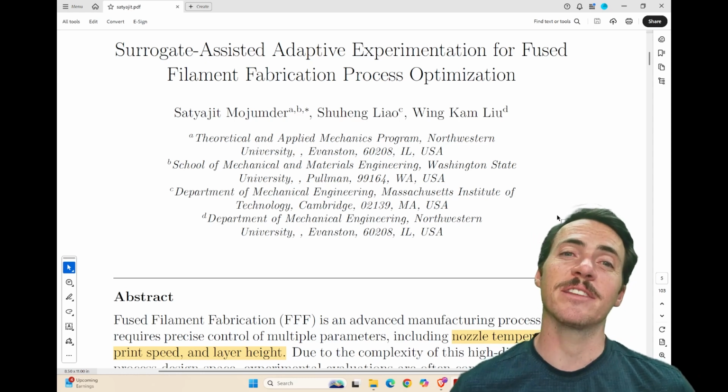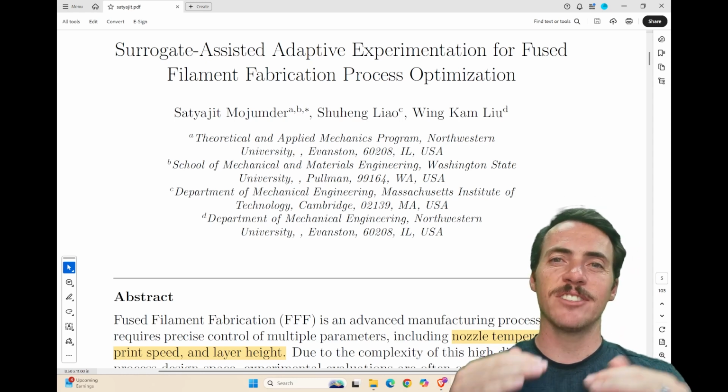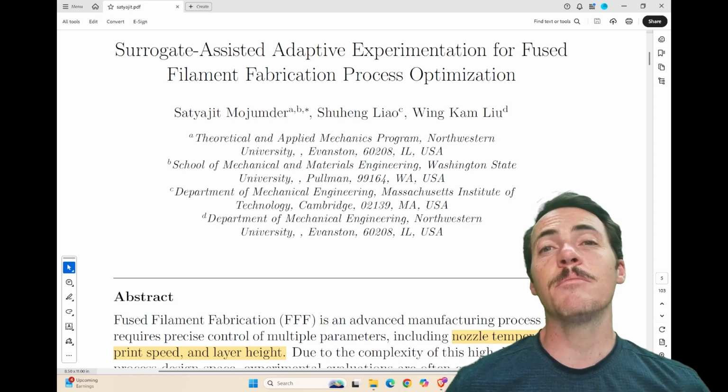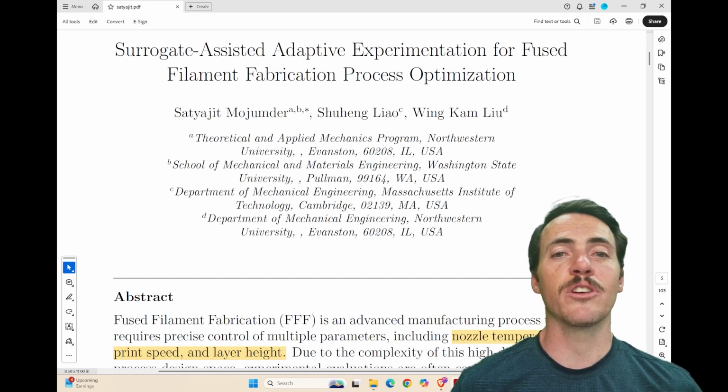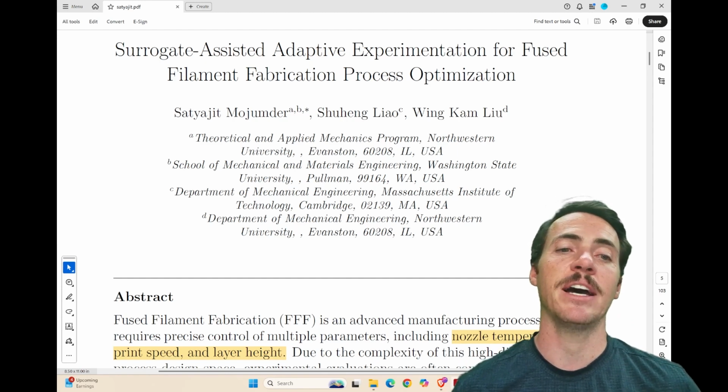I've got a brand new paper to talk about, which has to do with 3D printing and how we optimize the process of setting just the right parameters. This comes to us from researchers Mujumdar and coworkers at Northwestern University, Washington State University, and MIT.